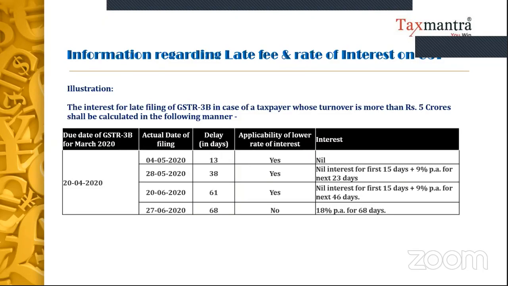Now, case 4, if such taxpayer filed the GST 3B return on 27th of June, the total delay days come to 68 days. The lower rate of interest will not be applicable for such taxpayers because they are not making payment within the due dates. So the full interest rate of 18% will be applicable on 68 delay days. I hope it is clear to all of you. Yeah, we are clear.